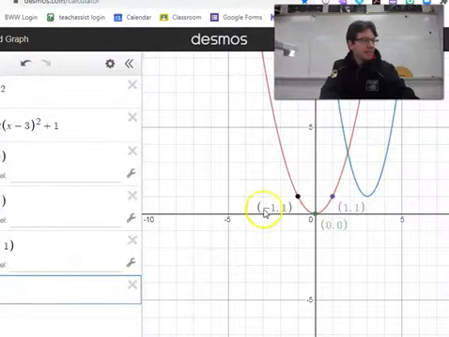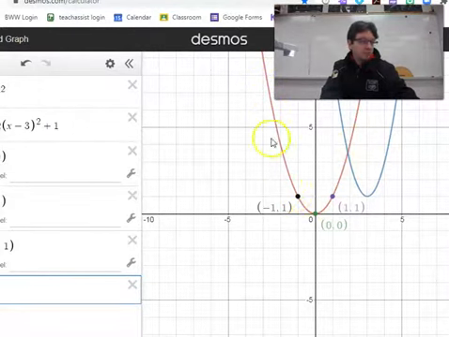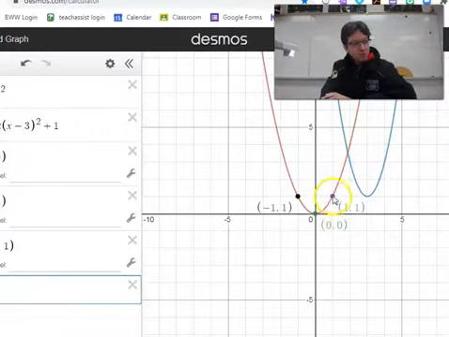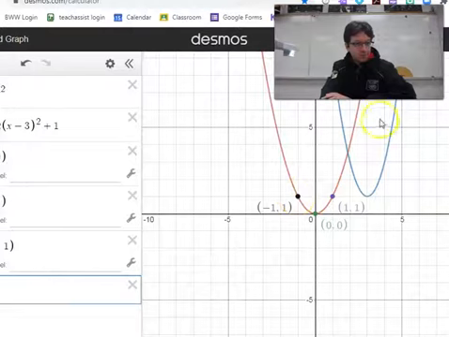You can take a look at this. This red graph here is the equation y equals x squared, and I've labeled 3 points on that equation. You have 0, 0, the point 1, 1, and the point minus 1, 1.